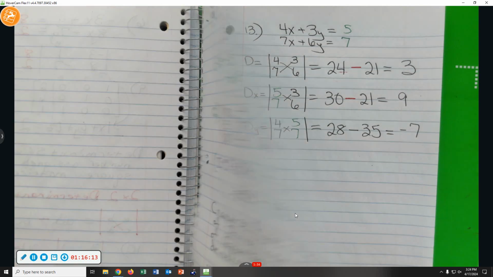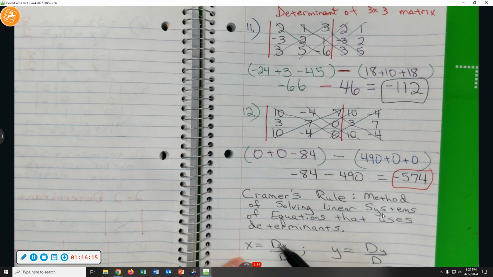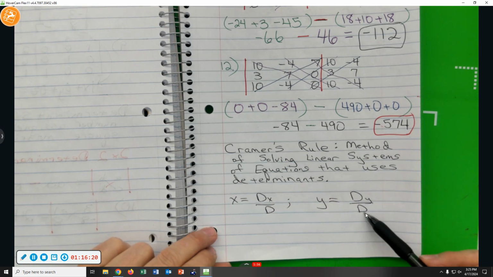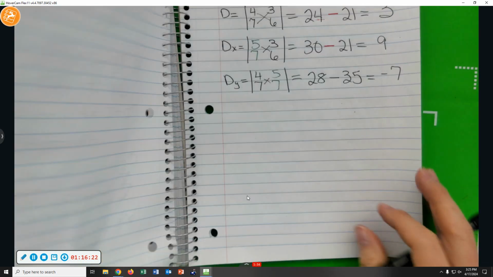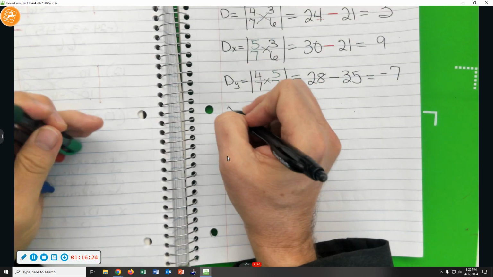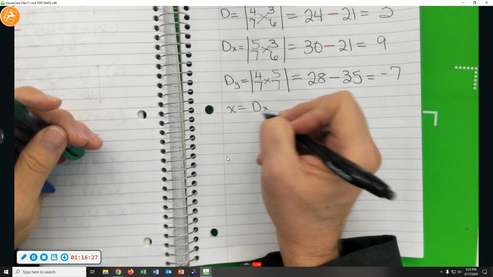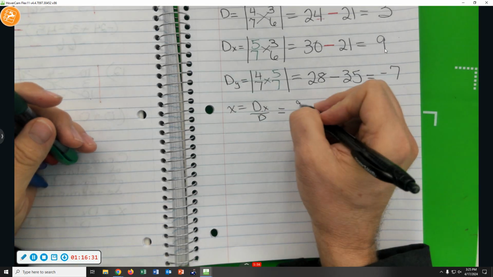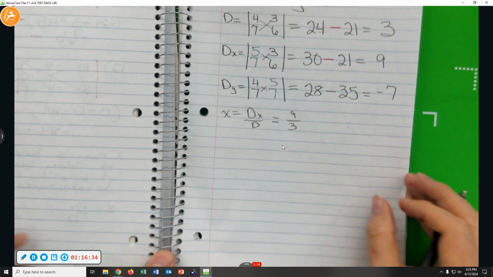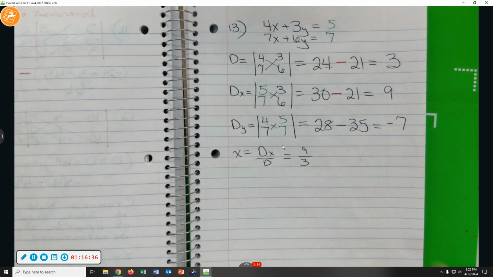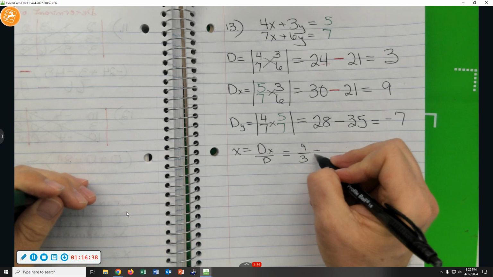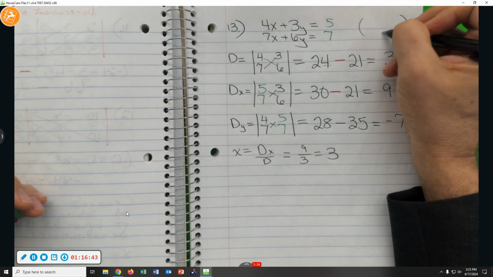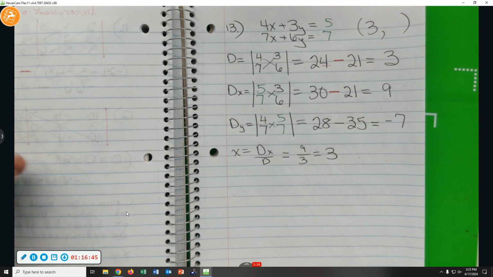Cramer's rule said down here, x is equal to d sub x divided by d, y is d sub y divided by d. Now that statement is significant. X is equal to d sub x divided by d. D sub x was 9 divided by 3 gives me an x value of 3. So these lines are going to intersect when the x value is 3.